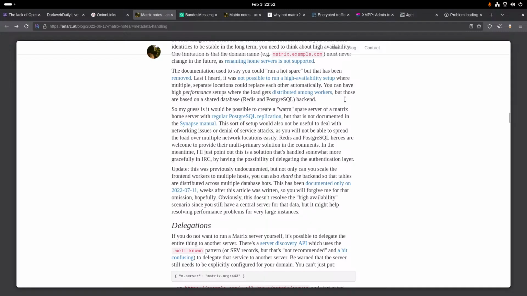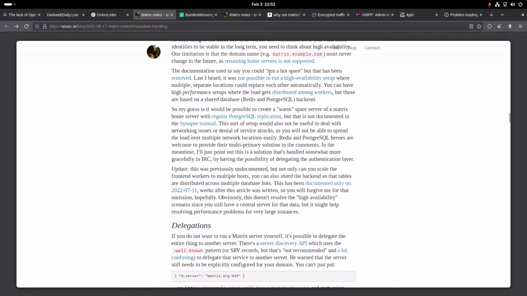This sort of setup would also not be ideal for networking issues or denial of service attacks, as you would not be able to spread the load over multiple network locations easily. Redis and Postgres heroes are welcome to provide their multi-primary solution in the comments. In the meantime, I'll just point out this is handled somewhat more gracefully in IRC by having the possibility of delegating the authentication layer.